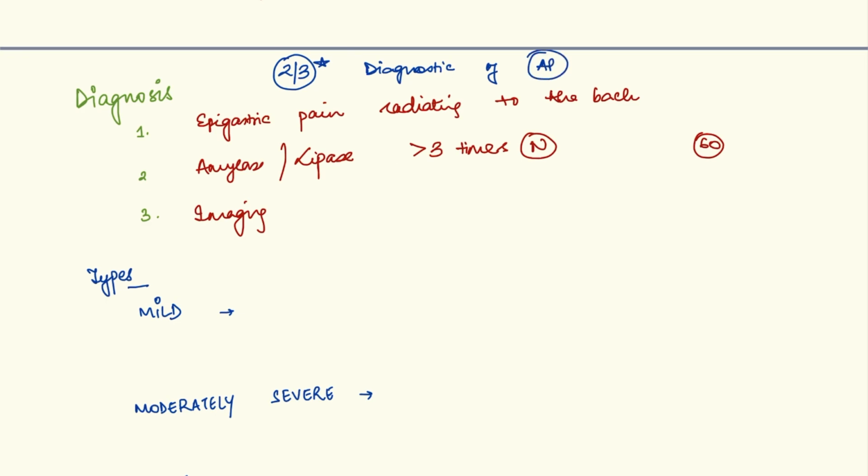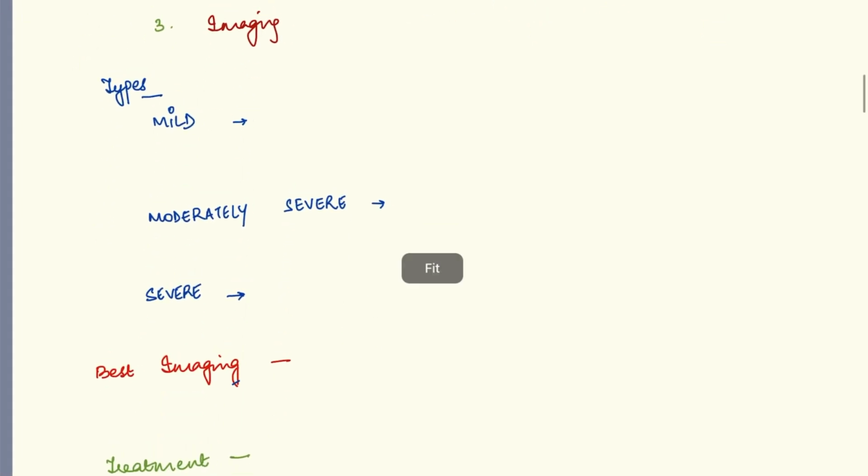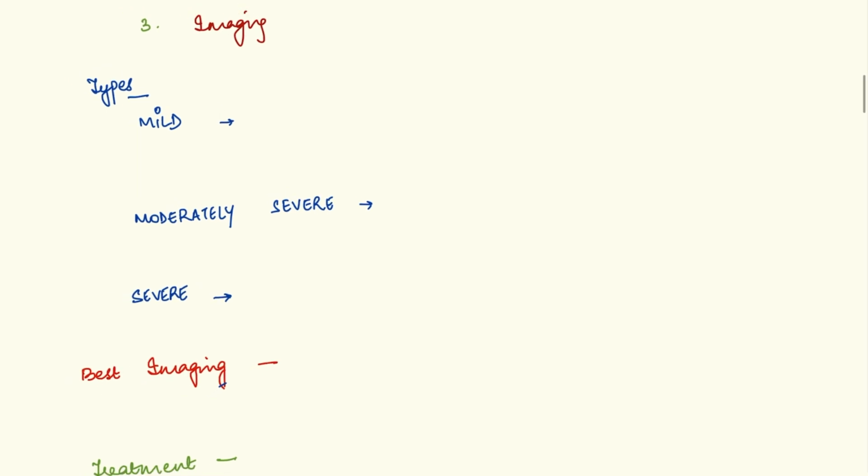Now there are types of pancreatitis. The types of pancreatitis include mild, moderate, and severe. Mild pancreatitis: there will be no local complications. It is most likely interstitial, where the blood supply is not affected, and it will be self limiting. It will take a few days and it will be better.